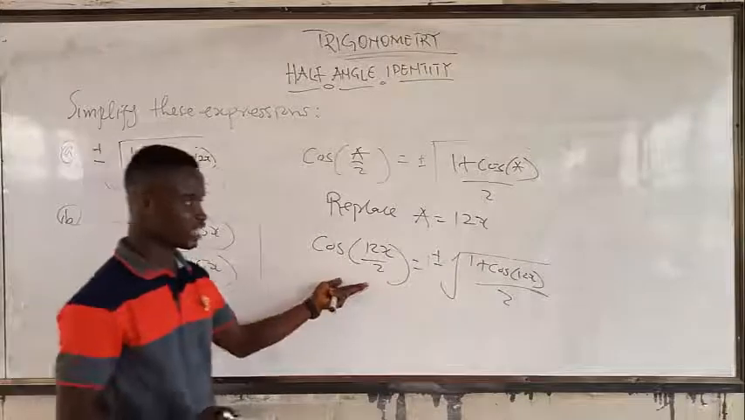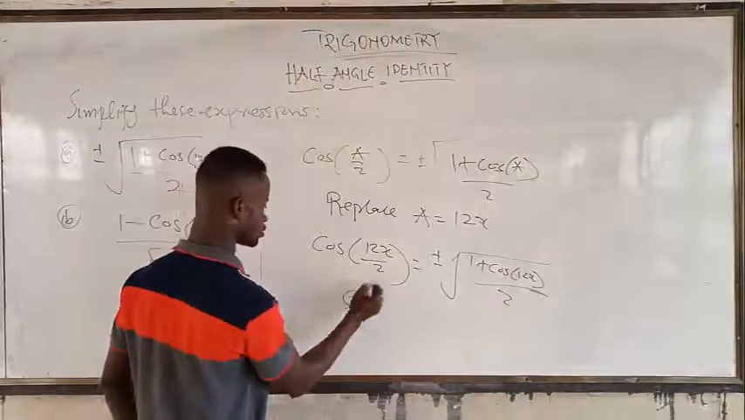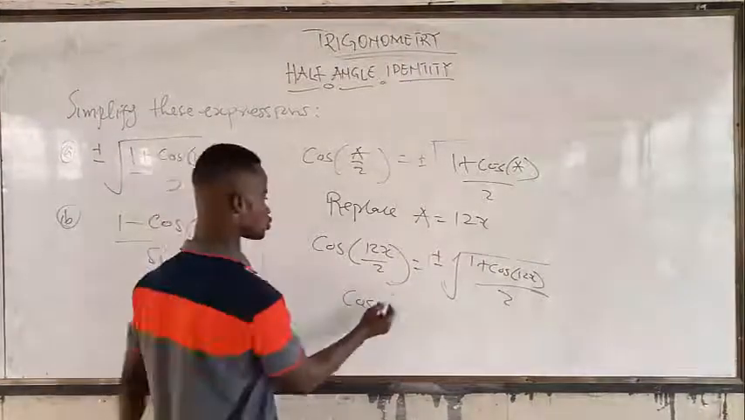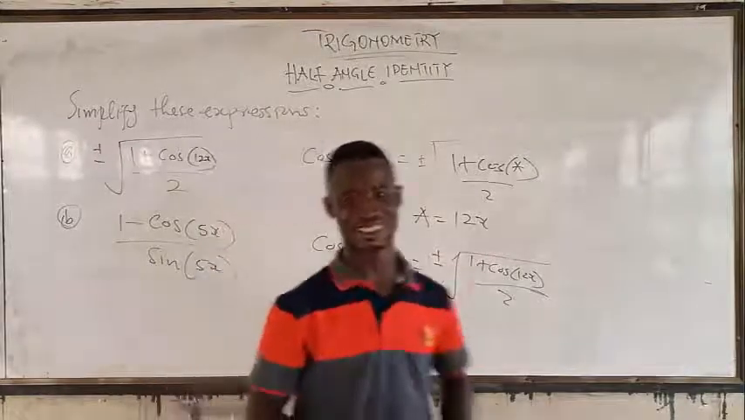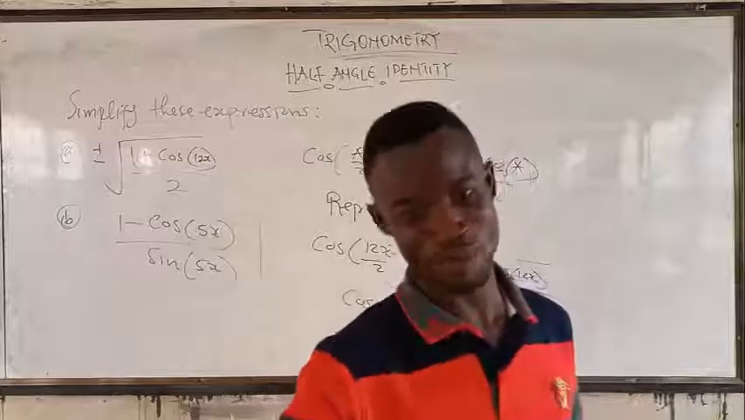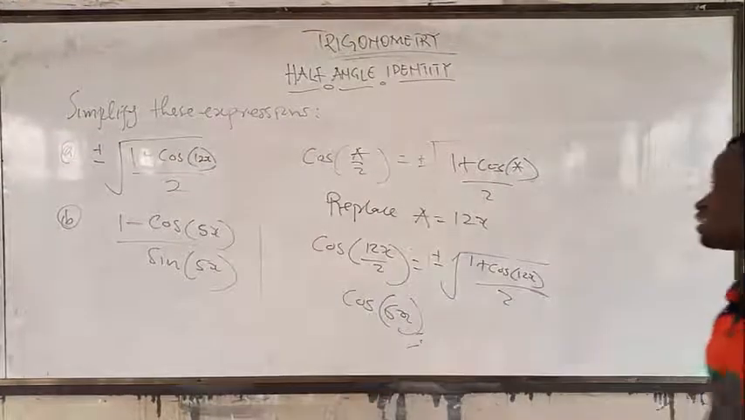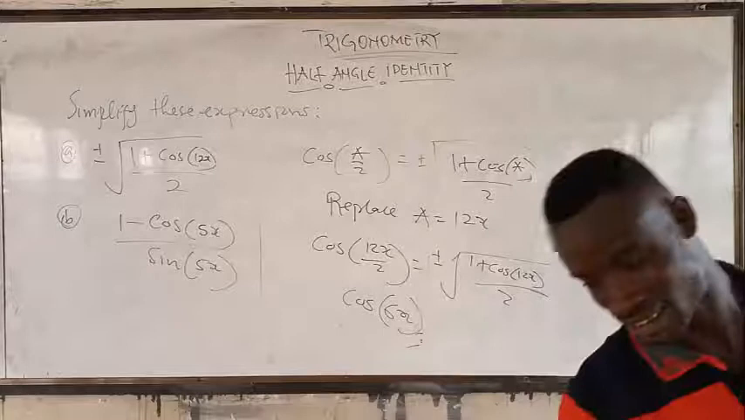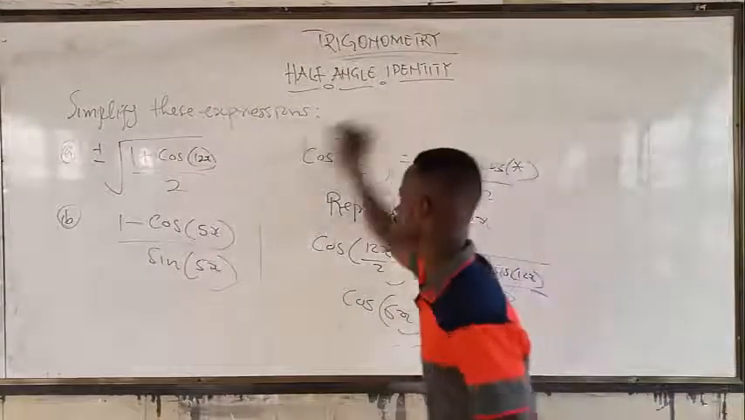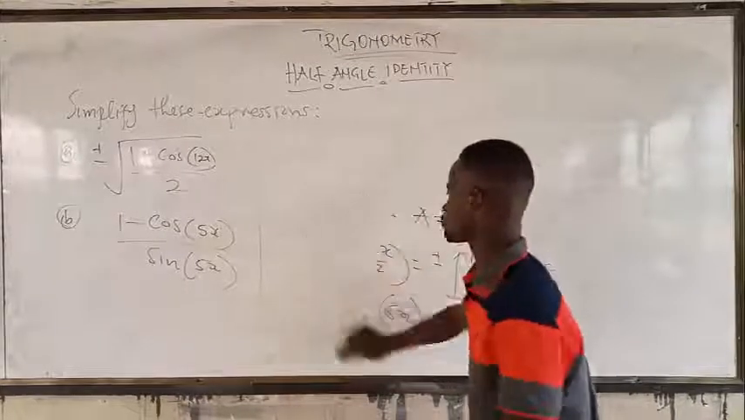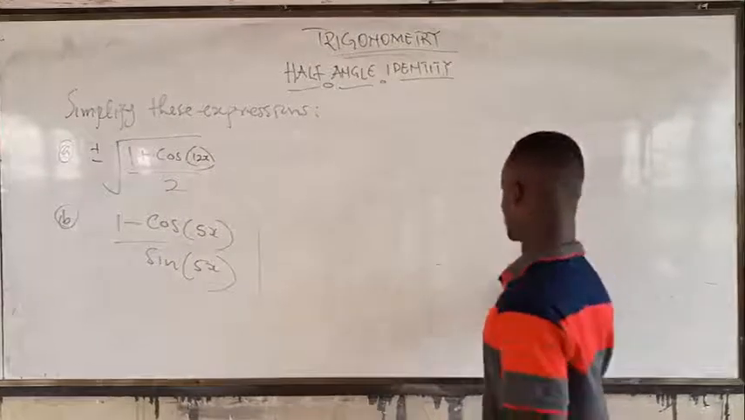So let's take this side and solve. We see that that is going to be simplified to cos 6x. That's going to be the final answer for that. Very good. Simple. Just know that this is the right hand side and that you are working on the left hand side. What about the last one, the B?